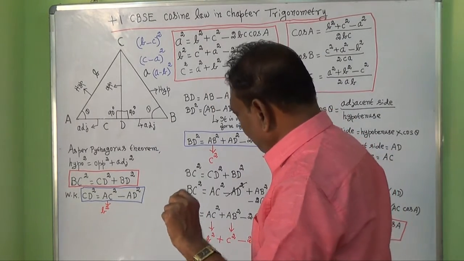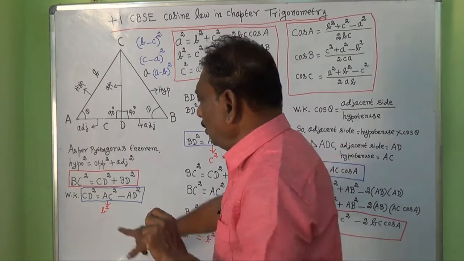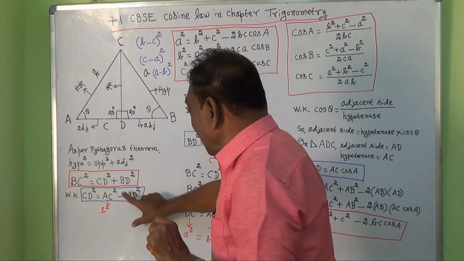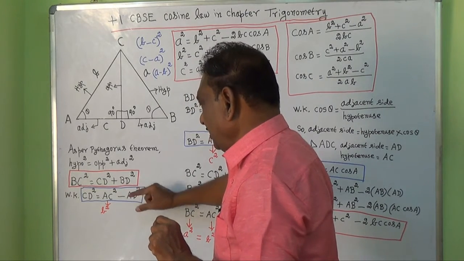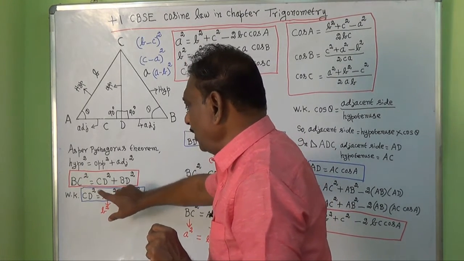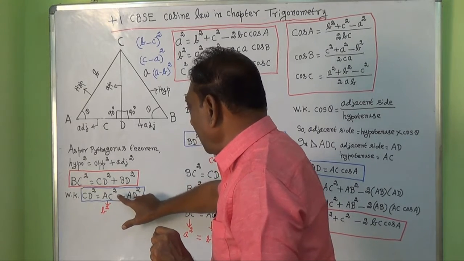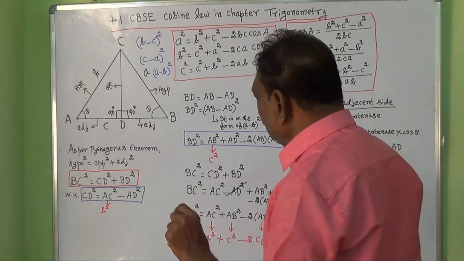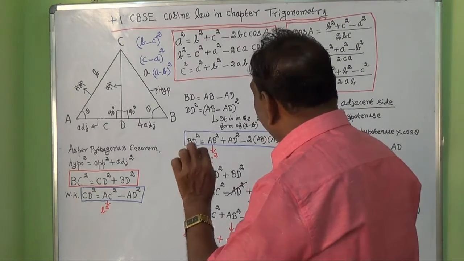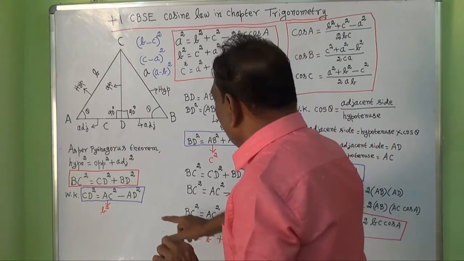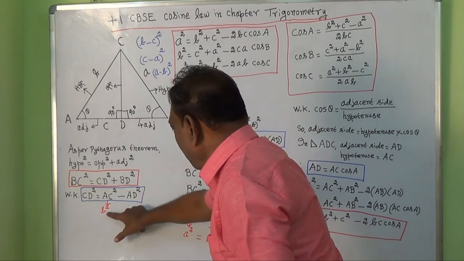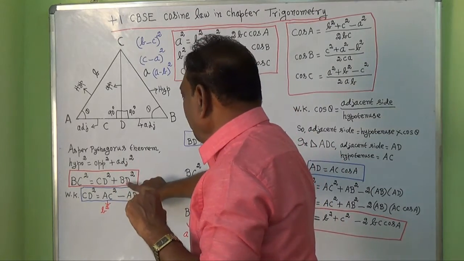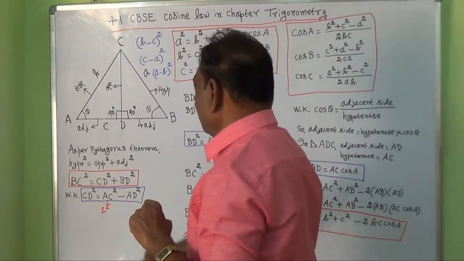Hence we are getting the opposite side square equal to hypotenuse square minus adjacent side square. In our case, CD square equal to AC square minus AD square. Now we have got one term of the right side, that is we have obtained b square. Subsequently we are going to find BD square.